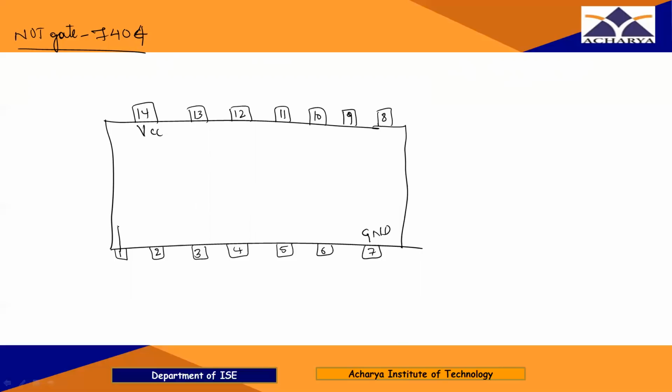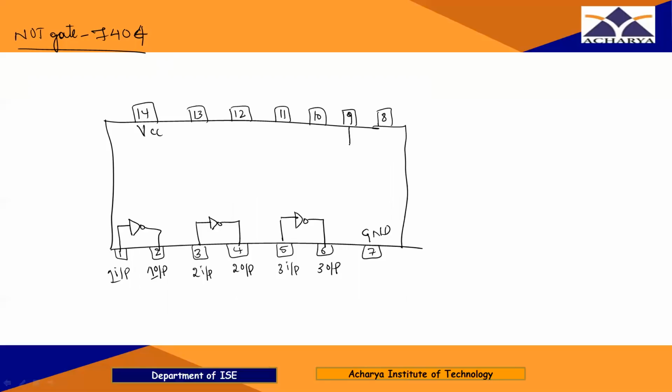So since the NOT gate has only one input, pin number 1 is the input, pin number 2 is the output for the first gate, right? And pin number 3 is the input and pin number 4 is the output for the second gate, right? Pin number 5 is the input and pin number 6 is the output for the third gate.